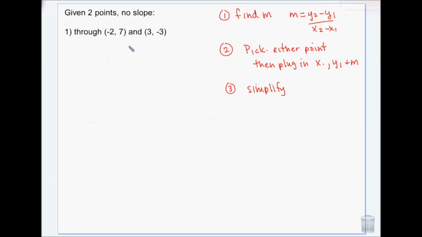We're given 2 points. We have to find the slope first, always. No matter whether you're using point-slope form or slope-intercept form, if you just have 2 points, you have to find the slope. So if I make this x1, y1, x2, y2, the negative 3 minus 7 over 3 minus negative 2, and I'm going to get negative 10 over 5, which will give me negative 2.